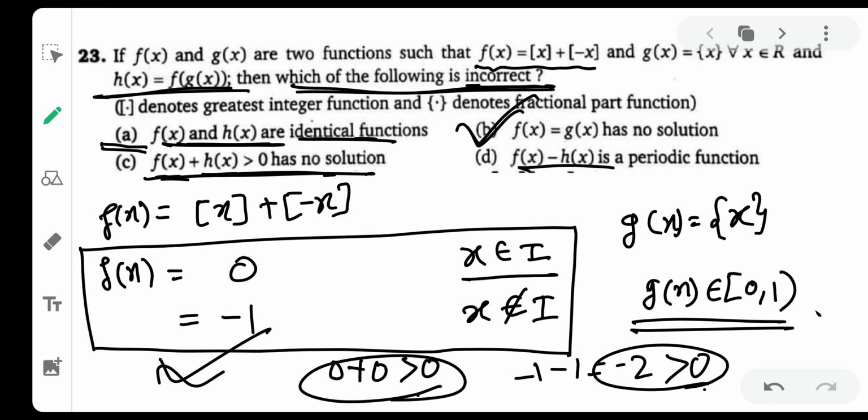Now if you check f(x) minus h(x), it will be simply 0 minus 0, which is 0, or minus 1 minus minus 1, which is 0. 0 is a constant function, and every constant function is a periodic function but with no fundamental period. But it is still a periodic function. So f(x) minus h(x) being a constant function is a periodic function. Hence it is the correct statement. So A, C and D are correct statements, but B is the incorrect statement. That's why it is the correct option for this particular question.